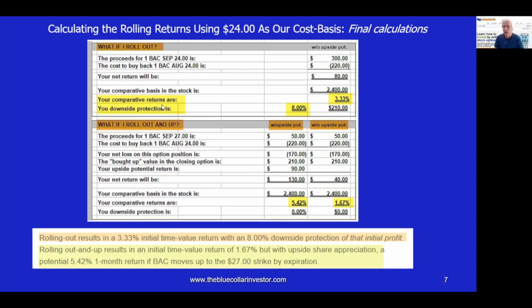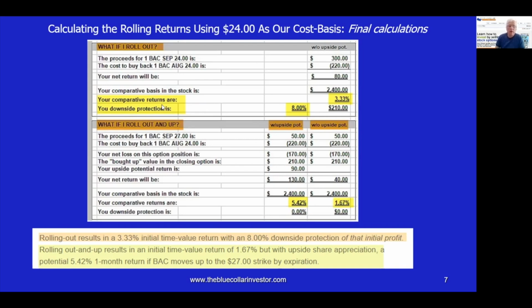Now, what if we're very bullish on the market? What if the chart technicals were all bullish and confirming, and we wanted to take a little more aggressive approach to exit strategies and rolling our option? Not out, but out and up. So what that tells us, if we roll out and up to that 27 strike, is that yes, we are actually losing money on the option side, $170 per contract for that matter.